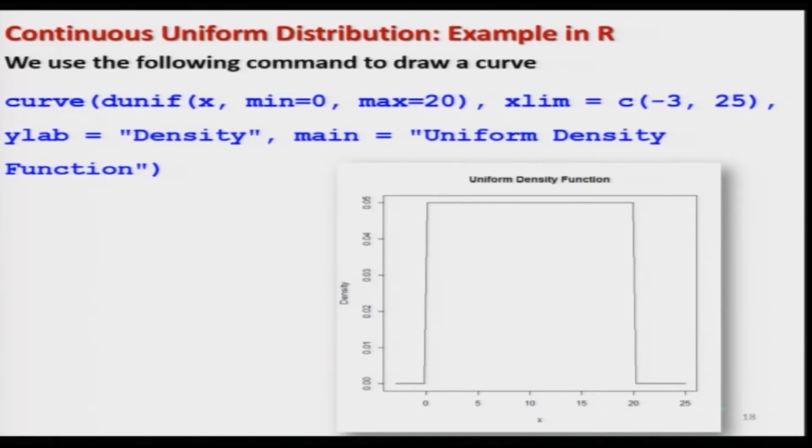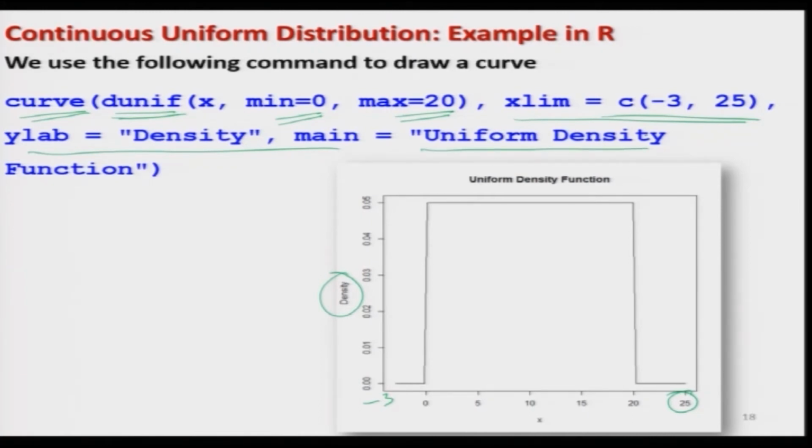to see how this uniform 0-20 will look like. For that, you can see here I am using the command curve, and then I am trying to get the densities of the uniform distribution with the minimum value as 0 and maximum value as 20. On the x axis I am taking the values from -3 to 25. For example, this is -3 and this is 25. And then on the y axis I am taking the title as density, and the main title here is uniform density function.